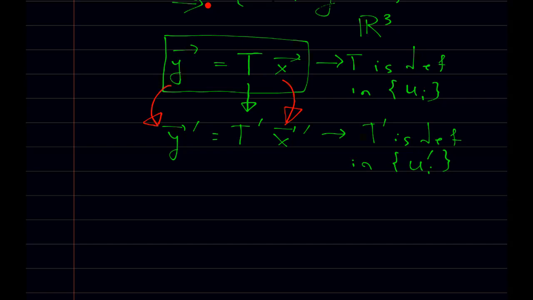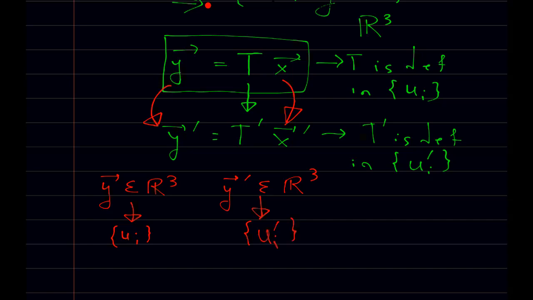We know, for example, Y belongs to R3 and Y can be written in the old basis U, and Y prime also belongs to R3, the same vector but with different coordinates. So when I'm writing Y prime, you should always think of the same vector but with different coordinates. These notations are quite confusing, but anyway. And this is in U_i prime.